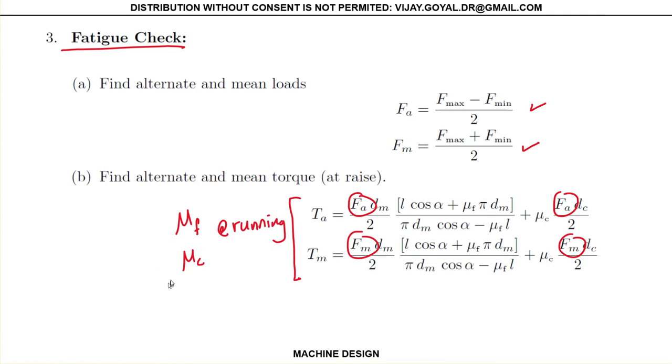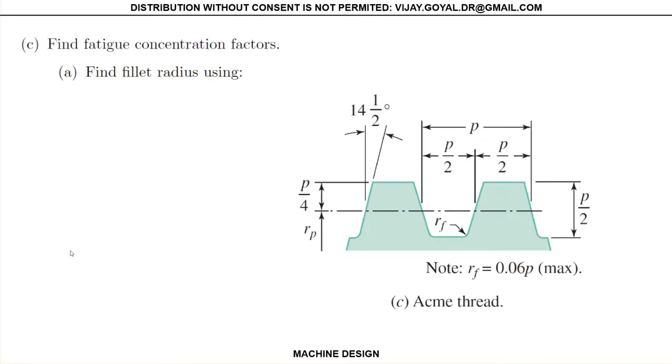So now, once we have that, what we want to do is go ahead and find your fatigue stress concentration. Okay, for fatigue stress concentration, we're going to use the fillet radius method, and what we're going to say is this is basically for this type of problems.